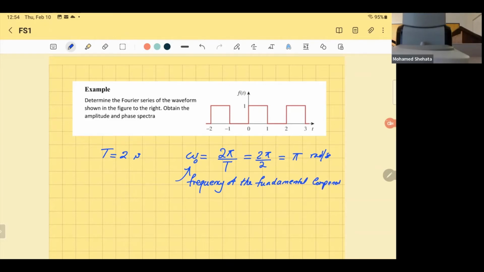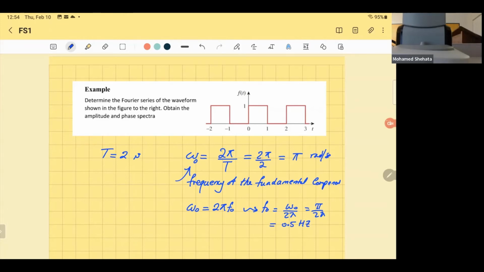If you are asked to find the frequency of the fundamental component in hertz, you can do that. How do you do that? You will say omega naught equals 2 pi f naught. Then f naught is equal to omega naught over 2 pi. Then you will say pi over 2 pi is equal to 1 over 2, which is 0.5 hertz.